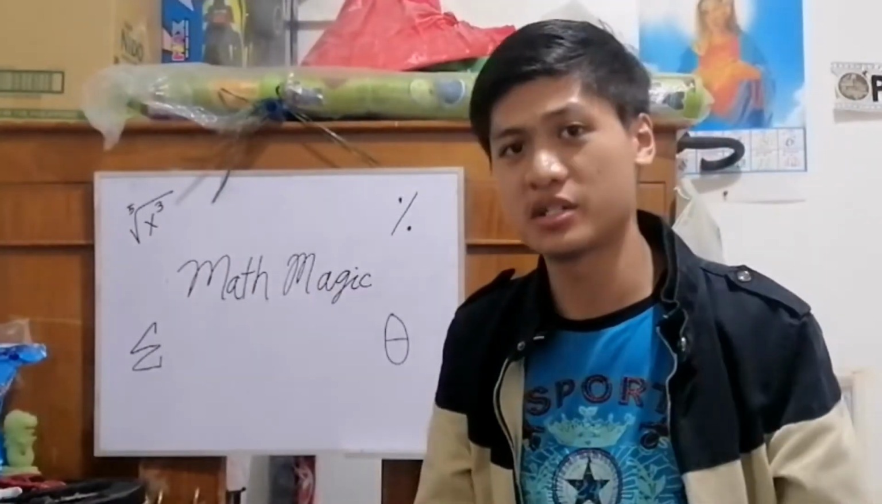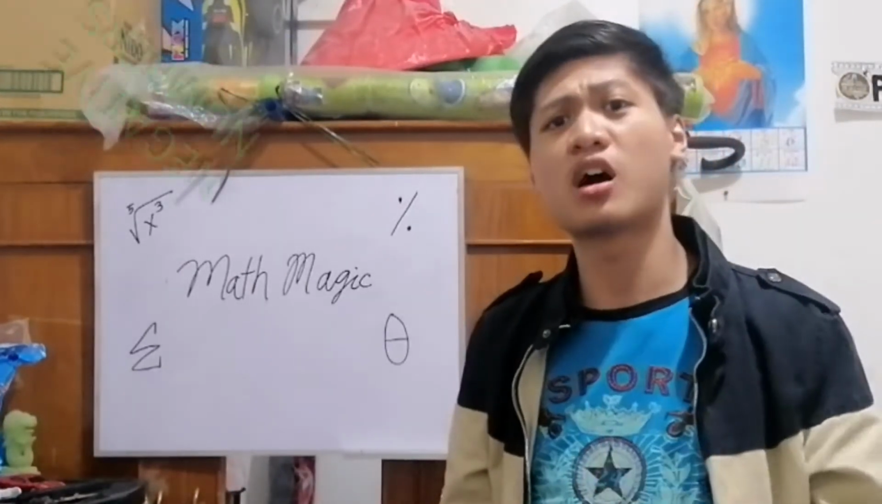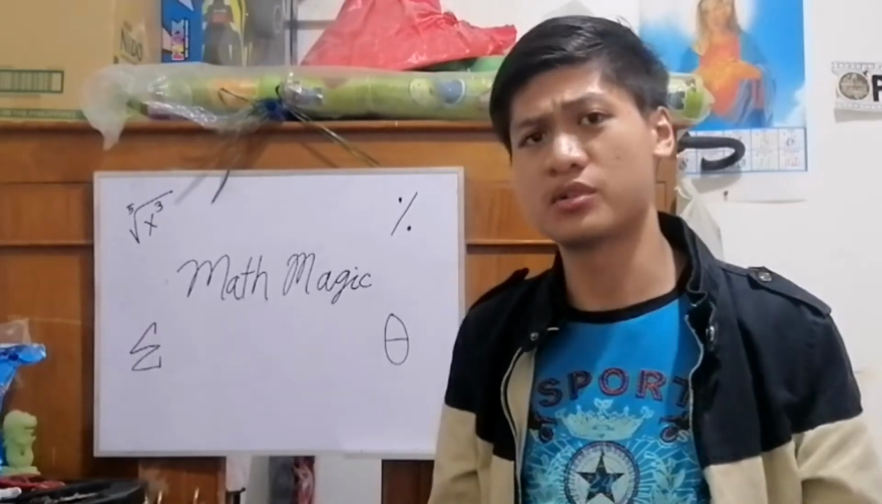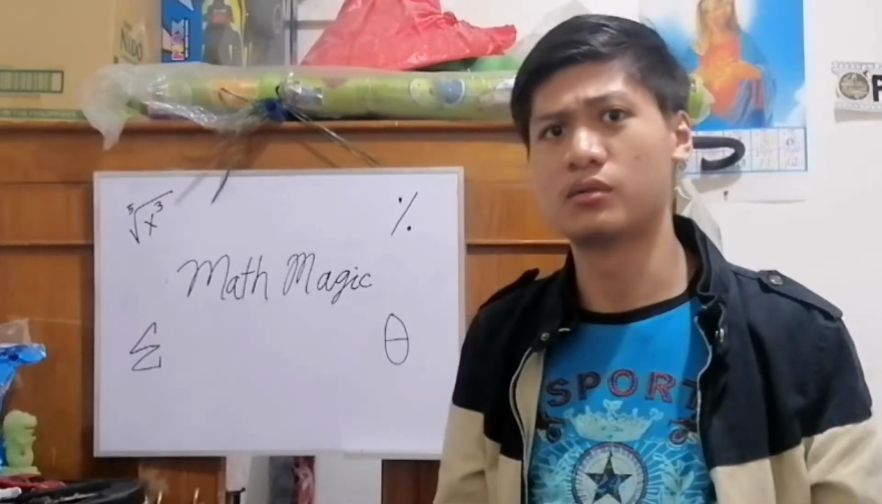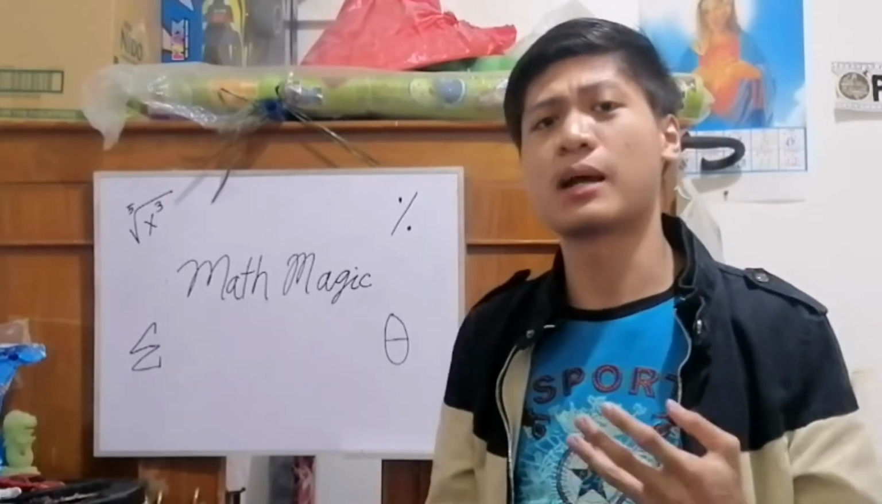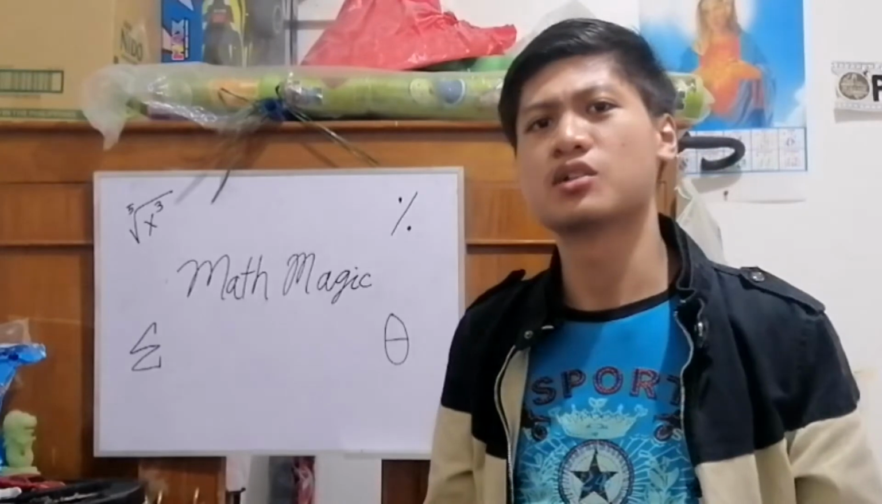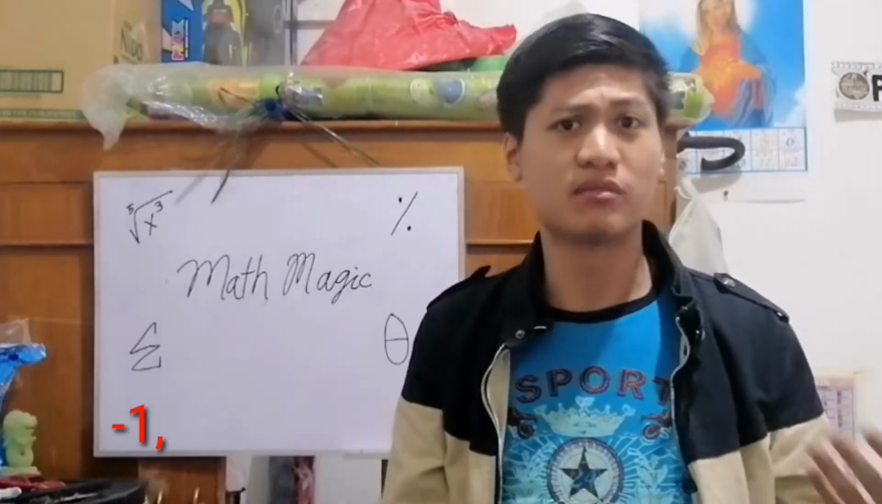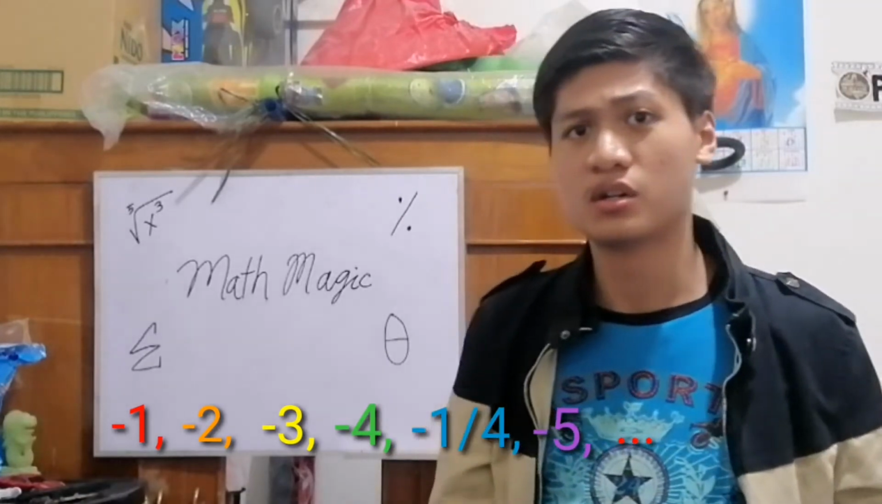Hi guys, I'm Aaron Racer for Math Magic, and today we're going to tackle negative numbers. So what are negative numbers? Negative numbers are numbers that are below zero, or smaller than zero. These numbers, like positive numbers, are infinite. They are endless. So these numbers are -1, -2, -3, -4, -5, and so on.